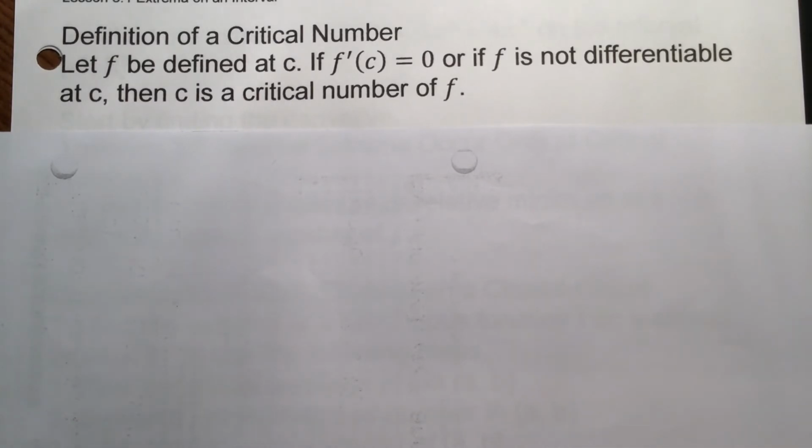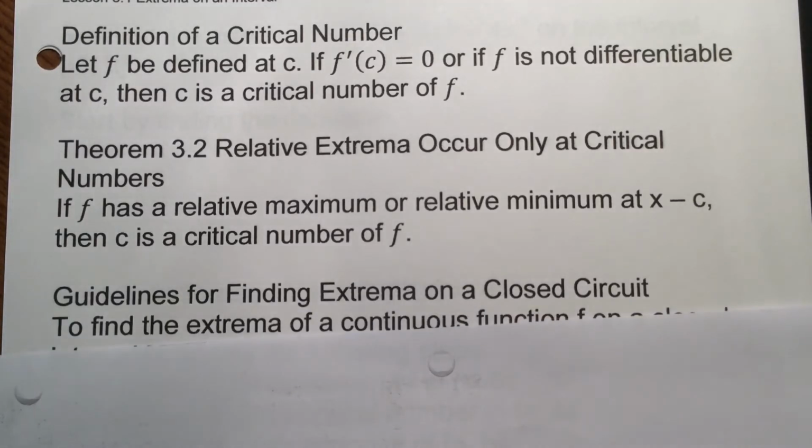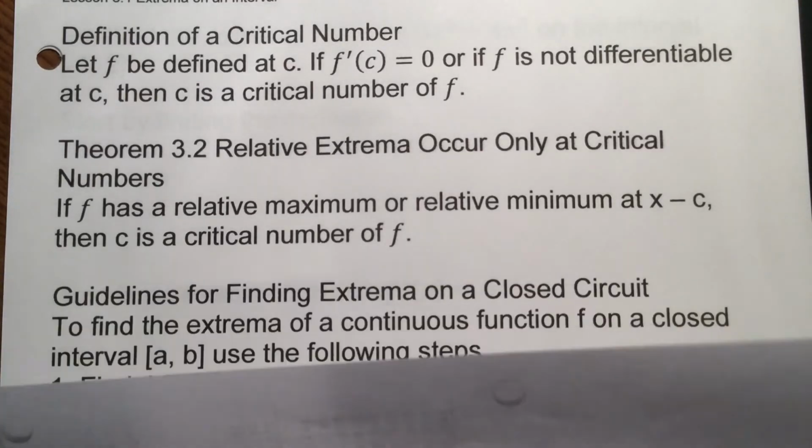So anywhere where the derivative equals 0, anywhere where we can't find the derivative, that's where we're going to get these critical numbers. Theorem 3.2: relative extrema occur only at critical numbers. So that's telling you straight up that these relative extrema will only happen at these critical numbers. So we're going to find these critical numbers, test them, and then we'll find, okay, which one is our extrema then.